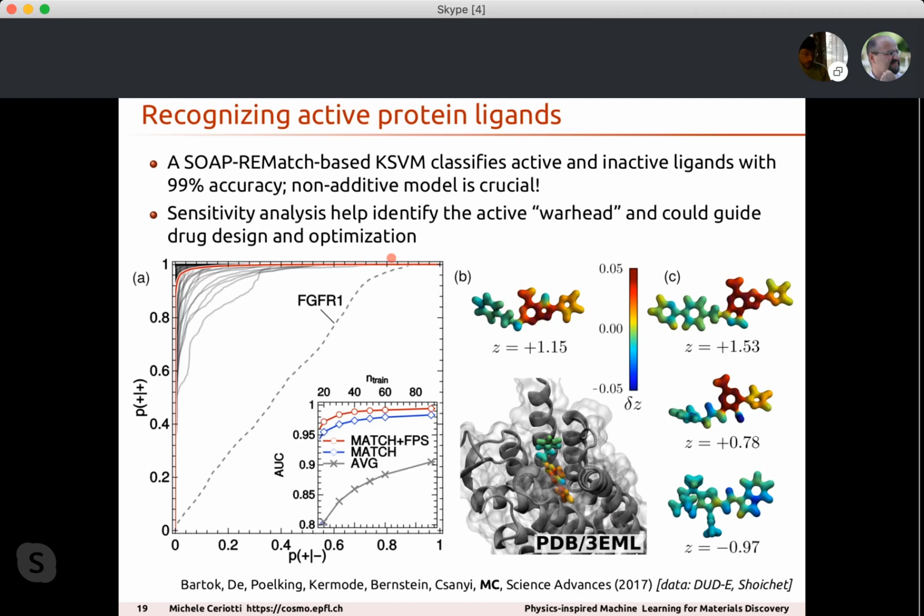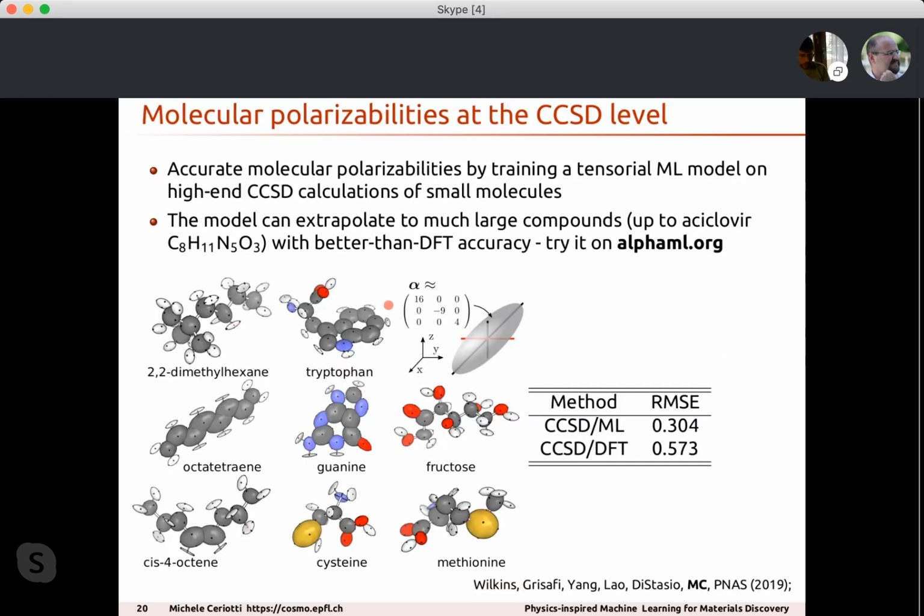So we went back to a previous version of the same dataset that didn't have this clerical error, and FGFR1 goes back in line with all the other curves. I was mentioning tensorial predictions, and we can use these to predict, for instance, molecular polarizability. Molecular polarizability is a tensor, it's not a scalar, and in order to predict it properly, you need something that can predict tensors.